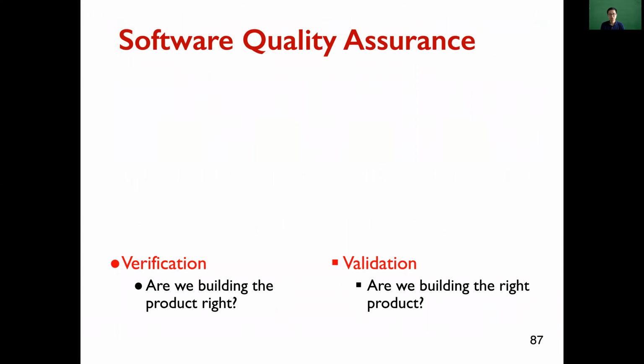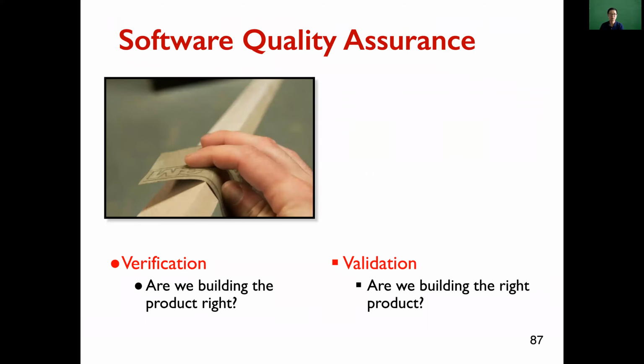So software quality assurance usually includes two types of quality assurance. First one is verification. The second type is validation. So what is verification? Verification is about: are we building the product right? Are we building the product according to the requirement? Does our product follow the specifications in the requirement?